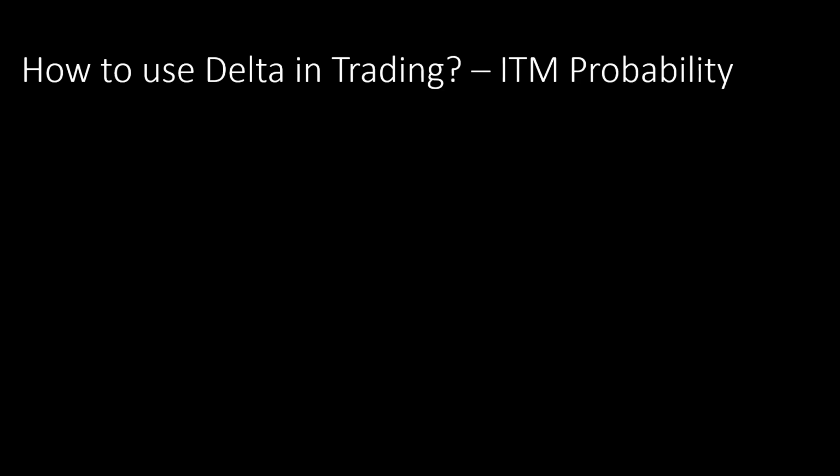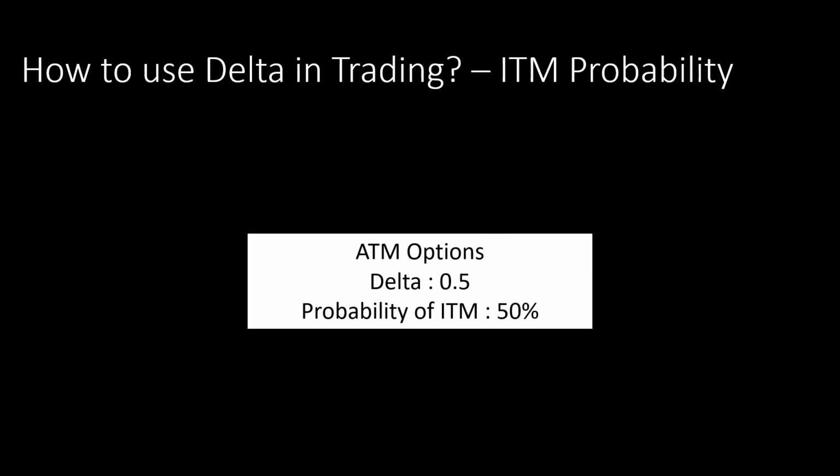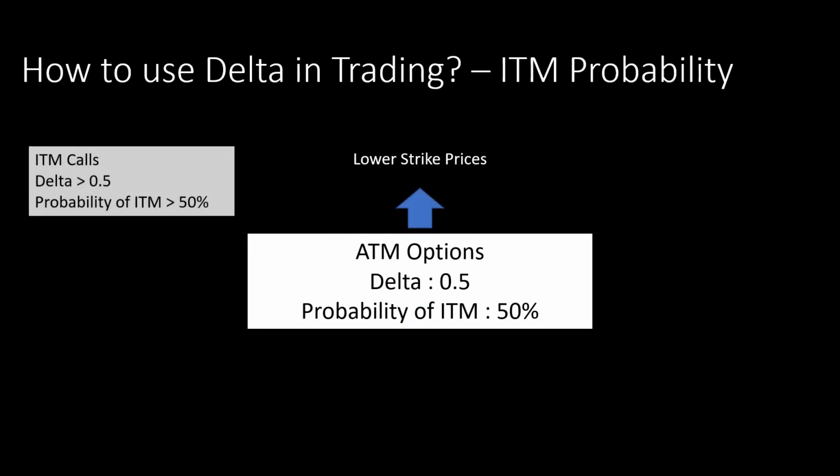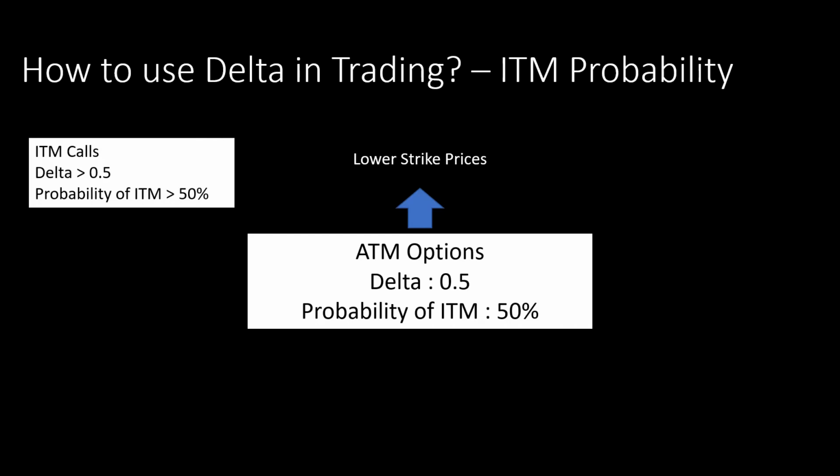Now, having learned the basics of delta, let's look at how we can use delta in our trading. As we've learned in the previous slide, at the money options have a 0.5 delta and the probability of these options ending in the money is 50%. At lower strike prices, the call options are in the money to start off with, so they have a higher probability to remain in the money.